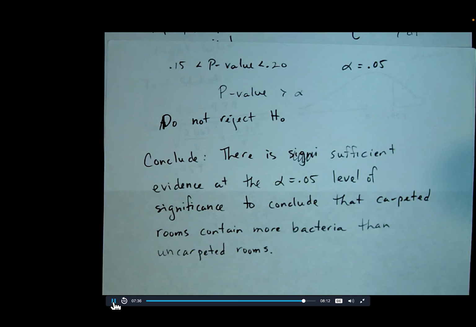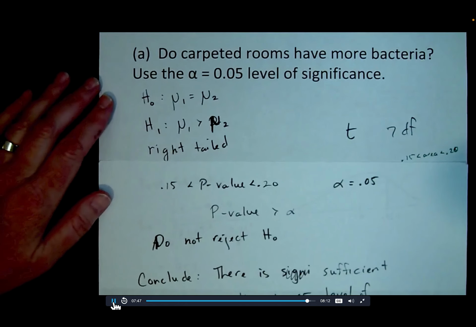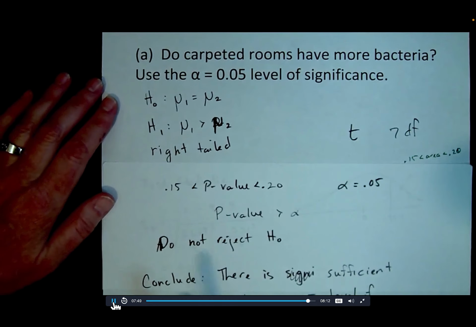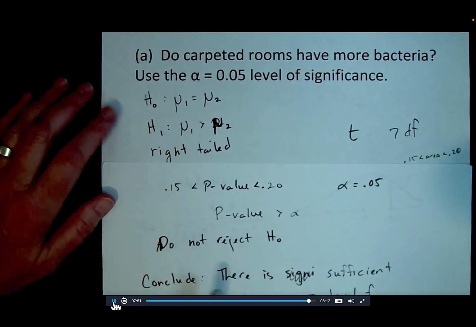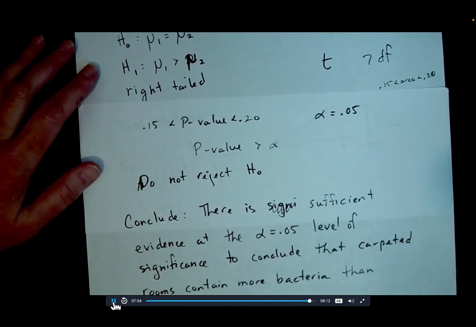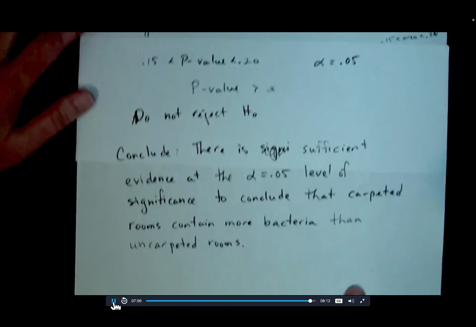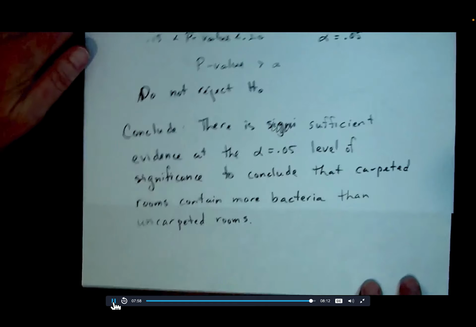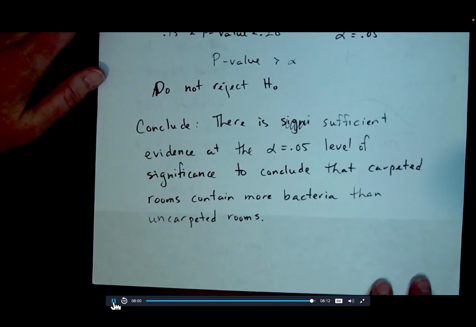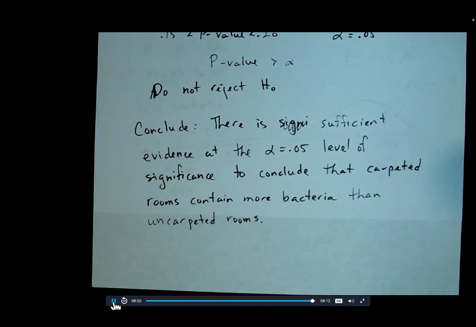Okay, so that's the hypothesis test. What we still need to do is a confidence interval. We've used hypothesis testing to conclude that, yeah, carpeted rooms probably contain more bacteria than uncarpeted rooms. What we're going to do next with the confidence interval is estimate the size of the difference. So we'll come back and do that in the next video.